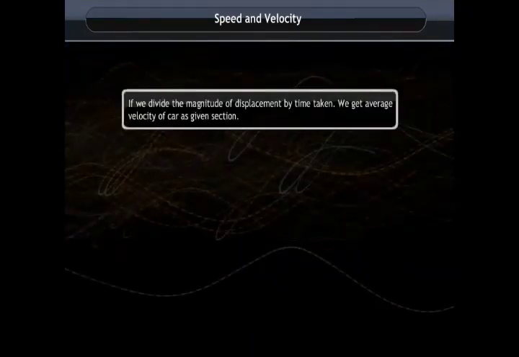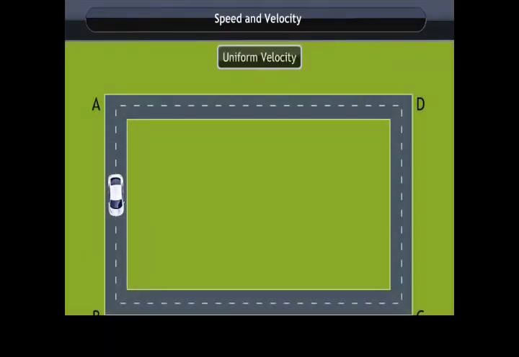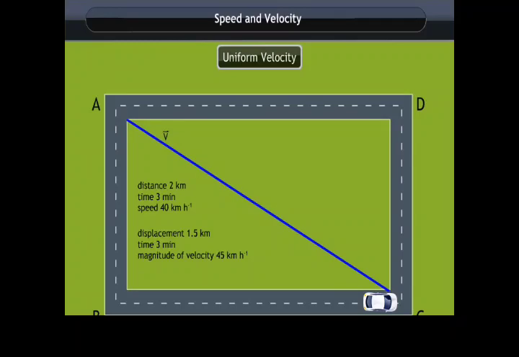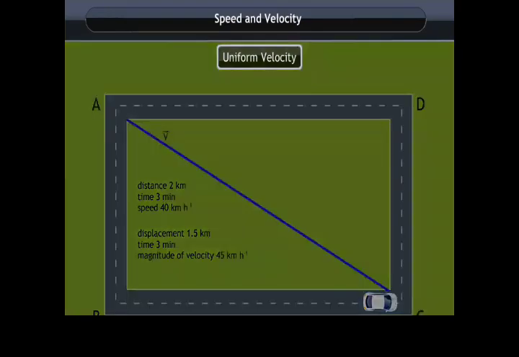If we divide the magnitude of displacement by time taken, we get the average velocity of the car as given in this section. Velocity is a vector quantity. That is why we indicate the direction from the initial to the final position, even if the car changes direction of motion. If we consider the displacement in a short period of time, the magnitude of velocity is equal to the speed, but it shows the direction of the object.